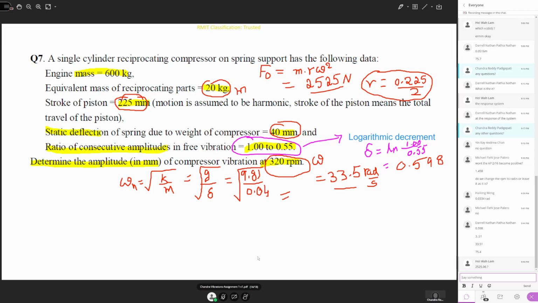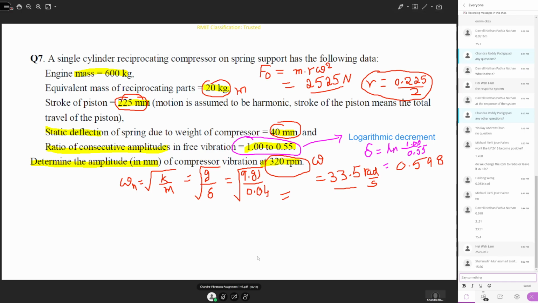How much do you get for the natural frequency? Any number? Shafruddin is giving me 15.66. Unit? Yeah, that's correct, Shafruddin. So 15.66 radians per second.